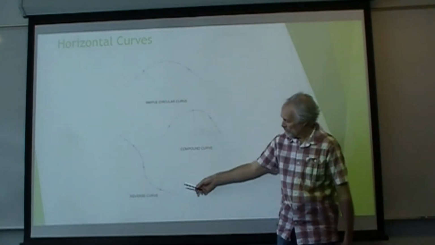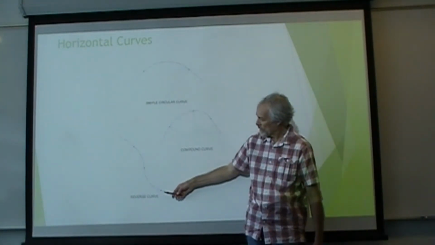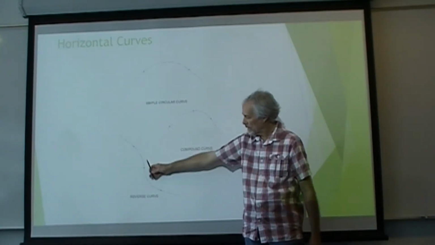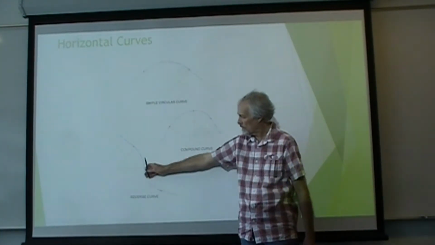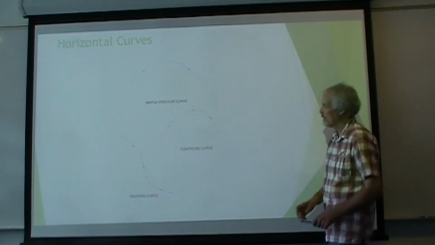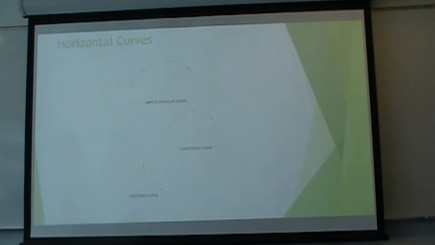A true reverse curve is where you have a circular curve going one direction and it instantaneously changes to another. So you typically don't see these on center lines of highways or anything, but you'll see those a lot of times on right-of-ways. So we're going to take a look at the simple circular curve.